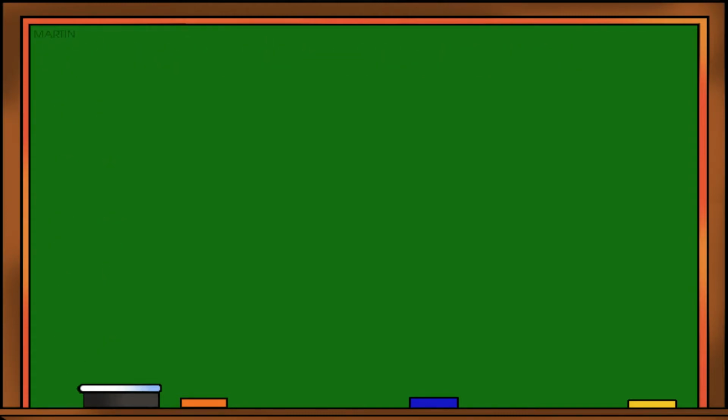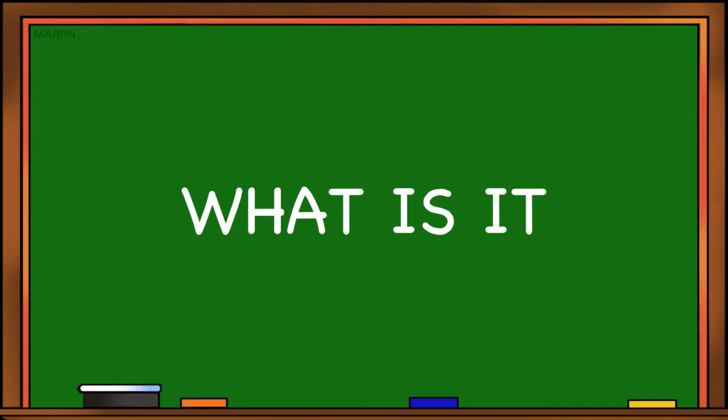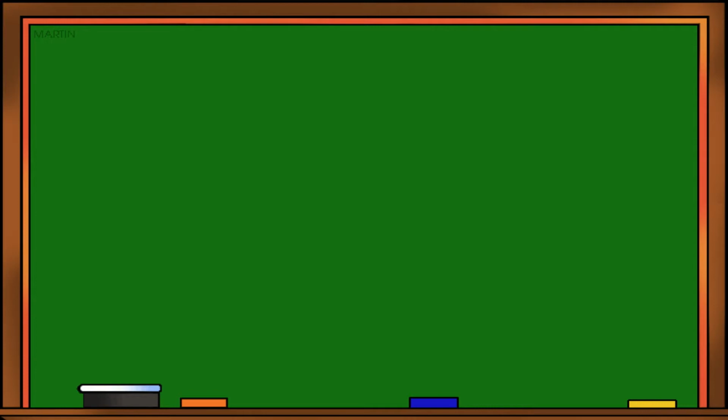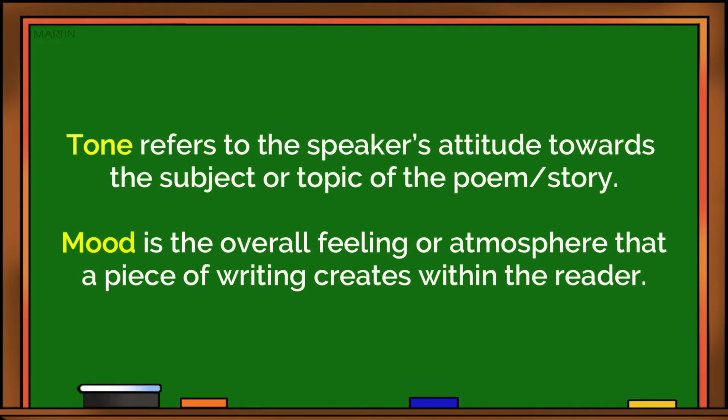And now, let us proceed to what is it. Let us dig deeper on infer the speaker's tone, mood, and purpose. And now, always remember that tone refers to the speaker's attitude towards the subject or topic of the poem or story, while the mood is the overall feeling or atmosphere that a piece of writing creates within the reader.